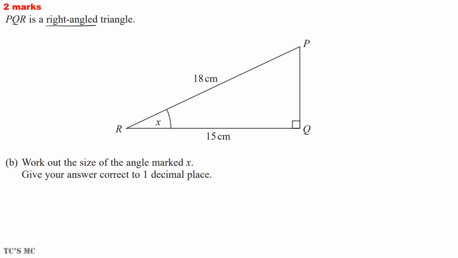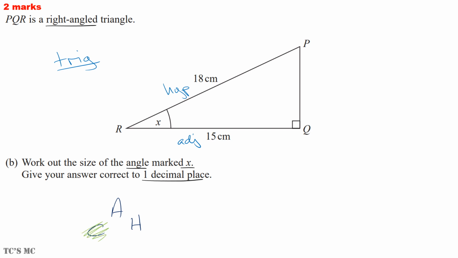PQR is a right-angled triangle. Work out the size of the angle marked X. Give your answer correct to 1 decimal place. This question has 2 lengths and an angle, so again we are using trigonometry. We can label this 15 as adjacent and this 18 as hypotenuse. The trig ratio that has A and H is CAH, and we are working out an angle, therefore we need to cross out C.